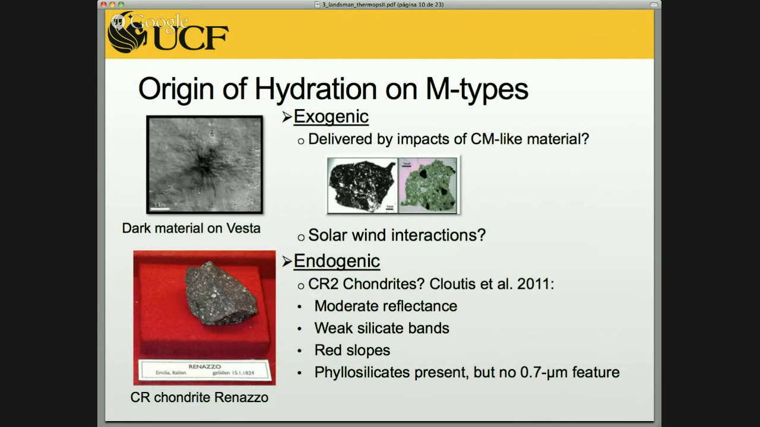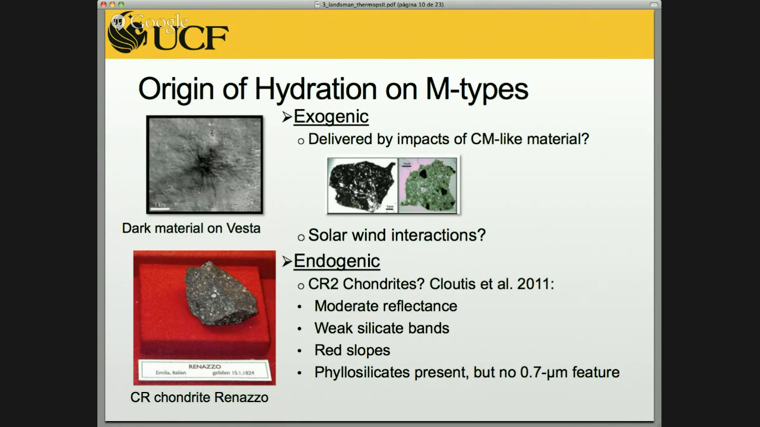We know Howardites have CM clasts, and there was this investigation from Dawn data of dark material on Vesta that's been interpreted as impacted wet carbonaceous chondrite-like material. So it's definitely possible that some hydrated material could be delivered by impacts to the surface of otherwise dry asteroids. Or even, we know the moon has this sharp 3 micron feature that varies diurnally and has been attributed to implanted OH from solar wind interactions. So I suppose it's possible that this mechanism could happen on asteroids as well.